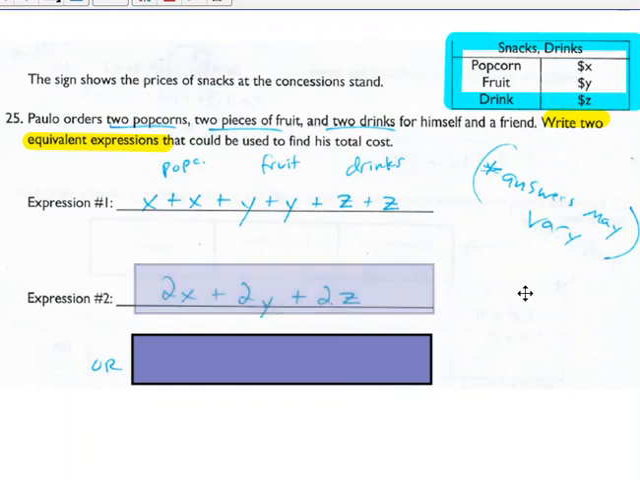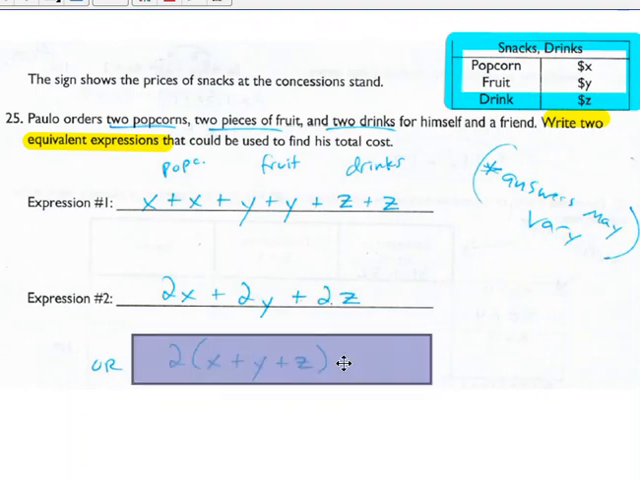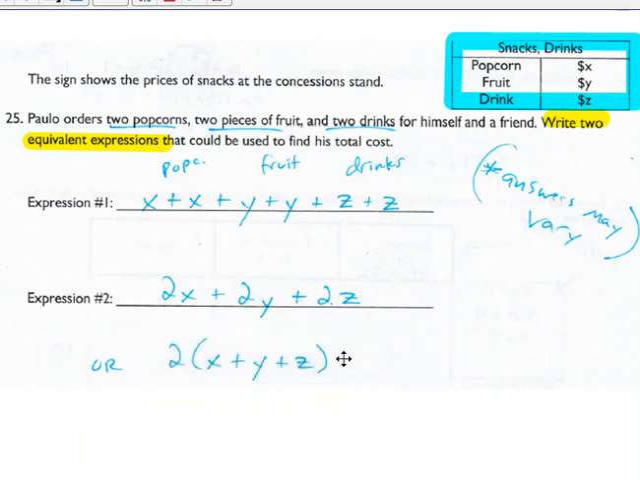Some people did this, they said, okay, well, it's 2 of these and 2 of these and 2 of those, and I want to add those amounts to get the total of what the snacks cost. So you could have done that as well. These are equivalent. There was another one that some people came up with, and this was good thinking as well. You could add up what 1 popcorn cost, 1 fruit, and 1 drink cost, and then double it, or times it by 2 in some way. That was another thing you could have come up with for that.